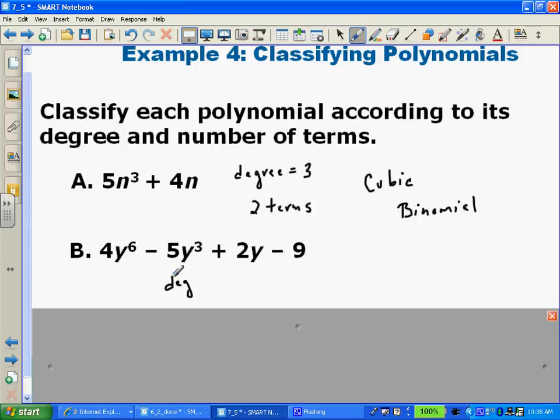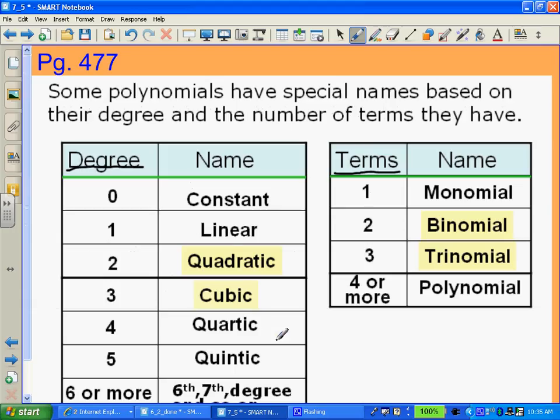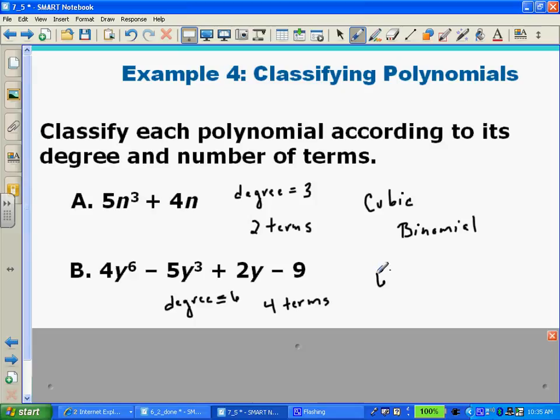Okay, now if I look at the next one, let's see, this one has degree 6. Not -6, 6. And 1, 2, 3, 4 terms. So if I go back to my chart, it's going to be 6th degree, and it has 4 terms, so it's going to be a polynomial. So this would be a 6th degree polynomial.